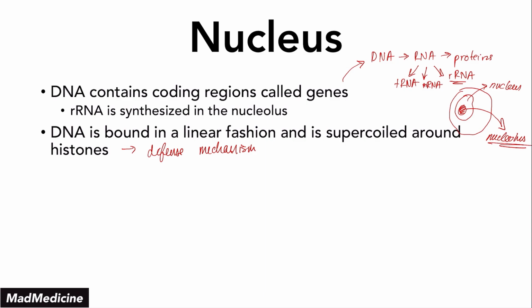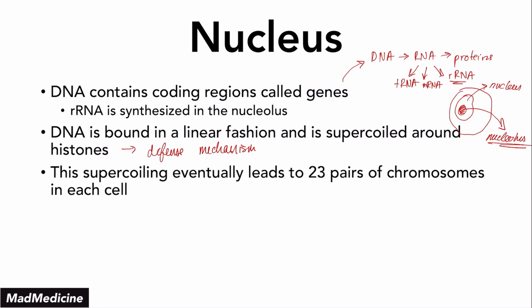Very important. And this supercoiling eventually leads to 23 pairs of chromosomes in each cell. Very, very high yield. Okay, so in each cell, a normal cell, you actually have 46 chromosomes, 23 pairs total.